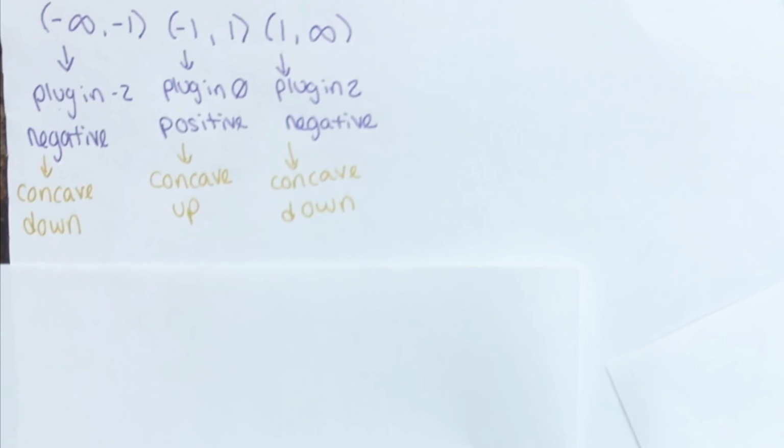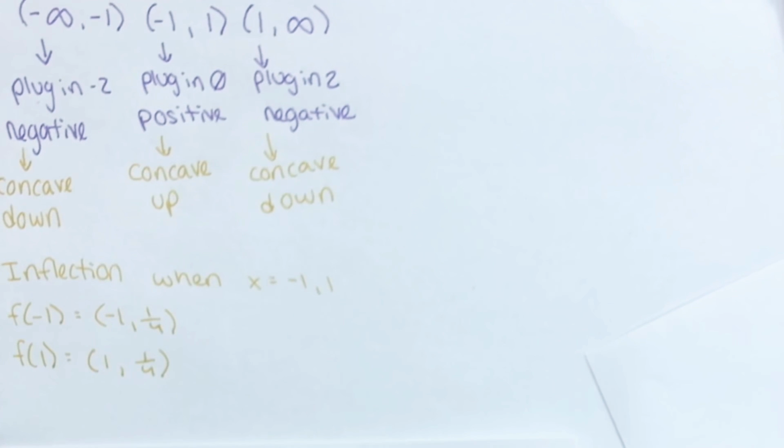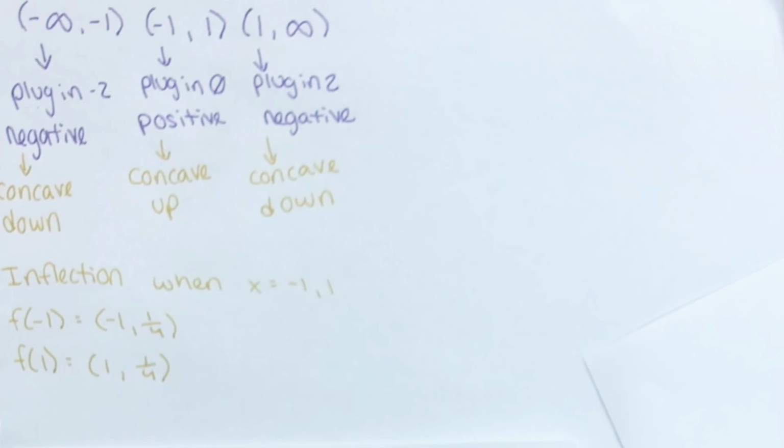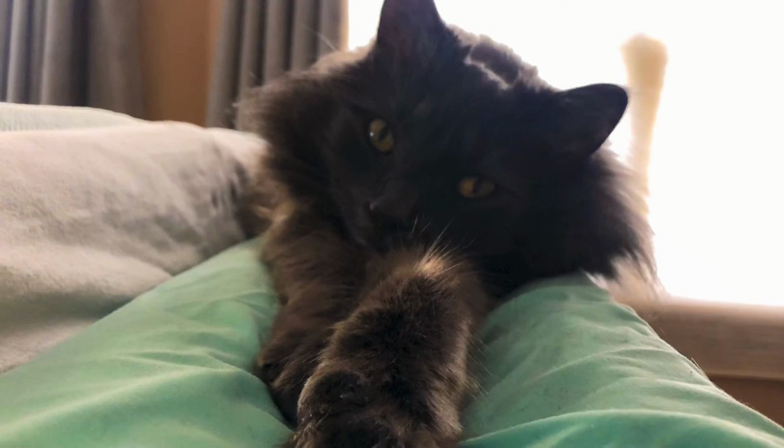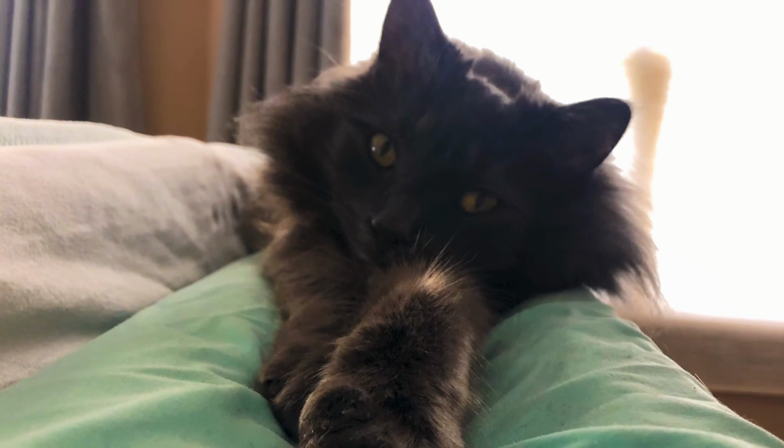concave downward again. When the second derivative changes from a positive to a negative or a negative to positive, that number will yield an inflection. So you can see that we have an inflection at negative 1 and 1. Congrats, we finally finished that long problem.